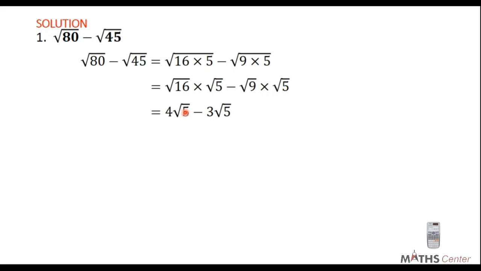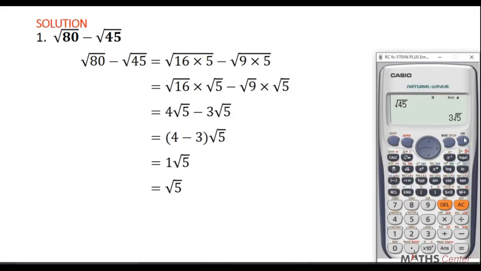Now we can see from here that we have 5 under the square root sign. We have 5 under the square root sign, so we can subtract the numbers in front. So we are going to have 4 minus 3, then square root of 5. This is giving us 1 root 5, and whenever you have 1 root 5 it is the same as square root of 5. If you want to check whether your answer is correct, you can try this on the calculator.